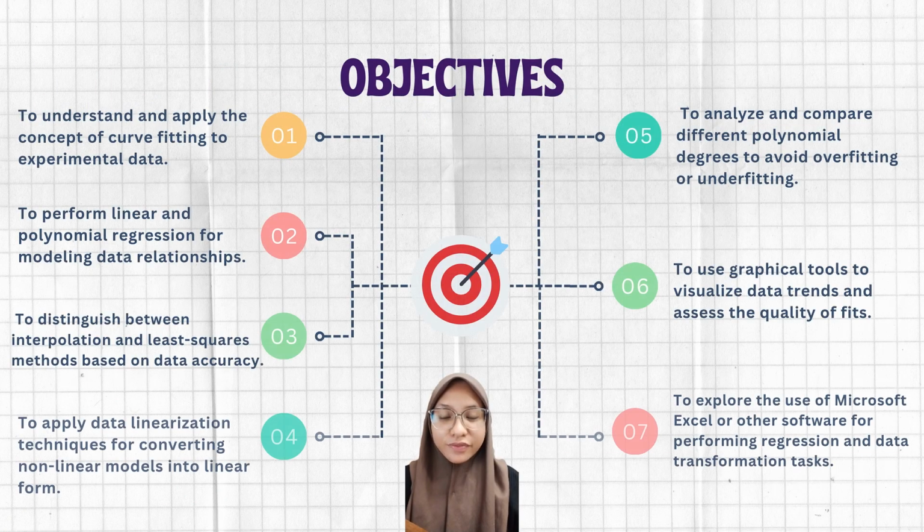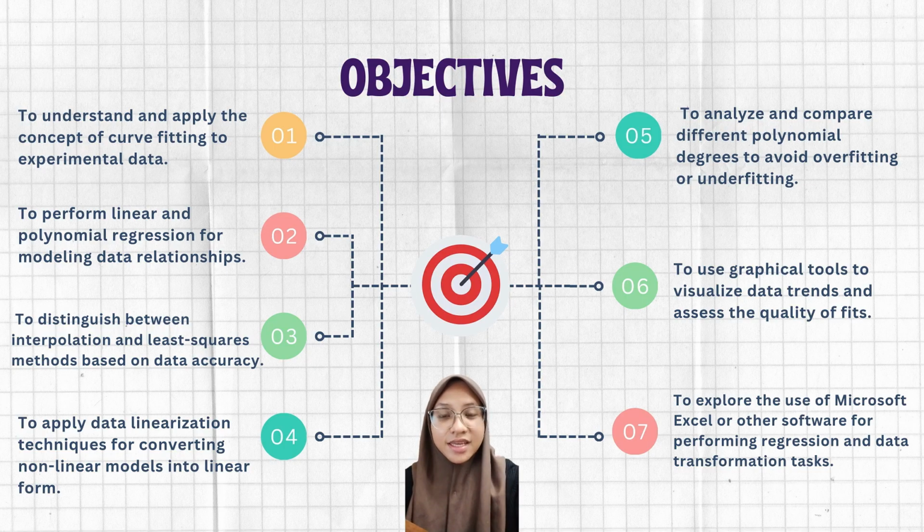The main purpose of this assignment was to learn how to apply curve fitting to experimental data. It involved using both linear and polynomial regression to model relationships in the data. One important goal was to compare the interpolation method with least squares fitting, especially in terms of accuracy. Another focus was learning how to turn non-linear models into linear ones using data transformation techniques.